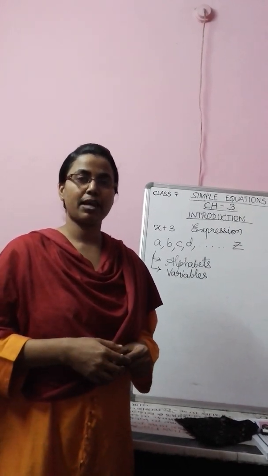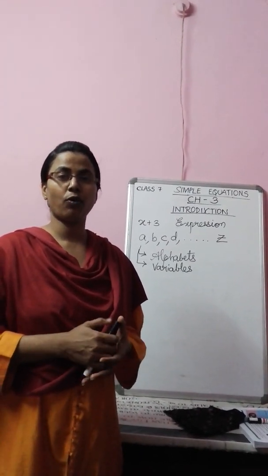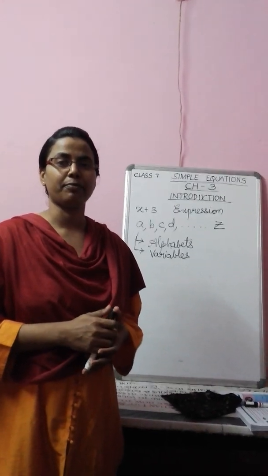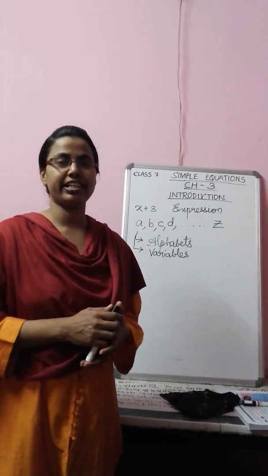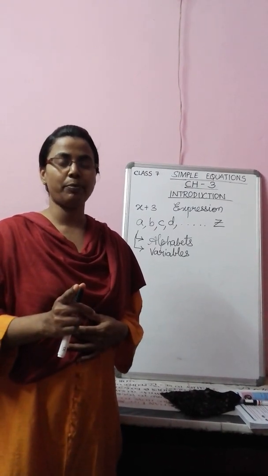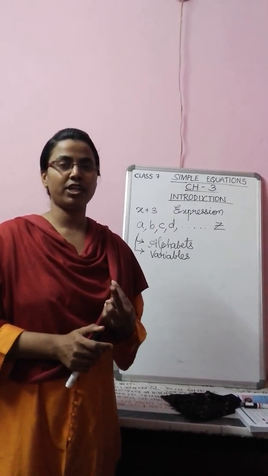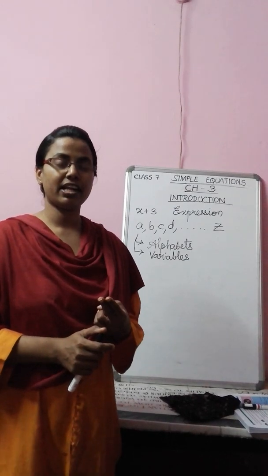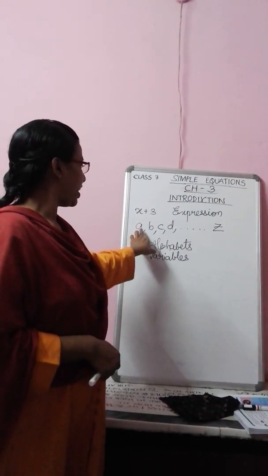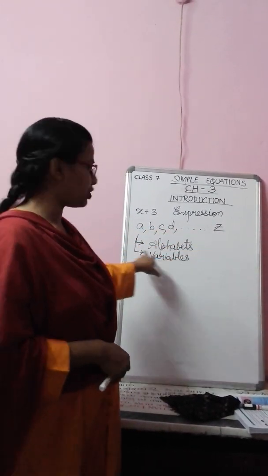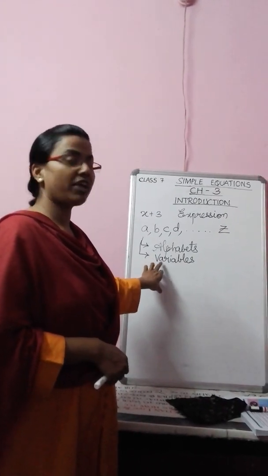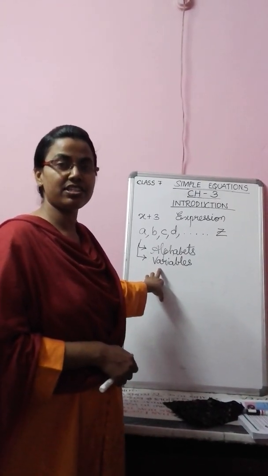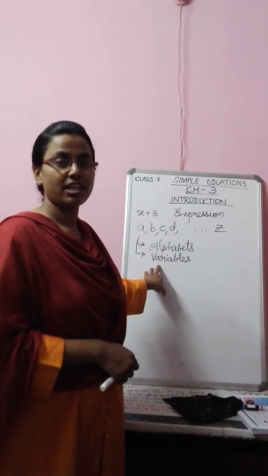Let me give you an example. At home, you are called with a nickname, and in the school, you are called with an official name. So, you are a single person, but you have two names. Same like that, these A, B, C, D, in English we call alphabets, but in maths we call them variables. What do we call them? Variables.